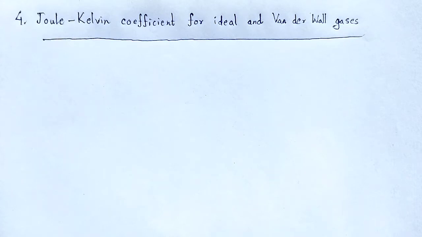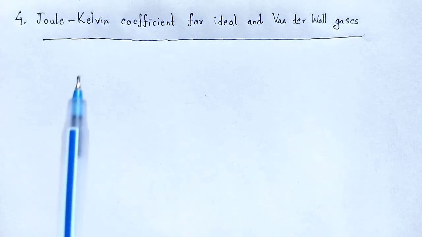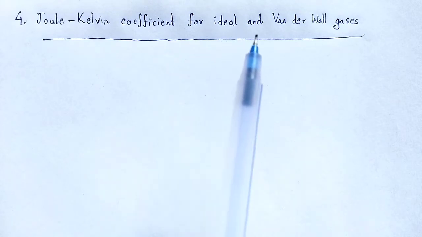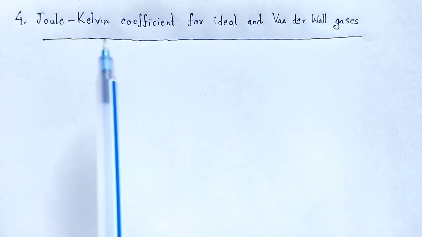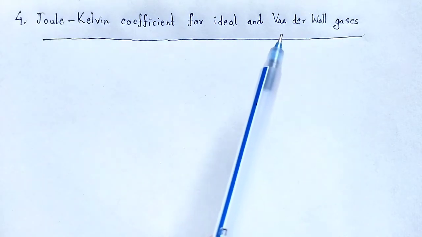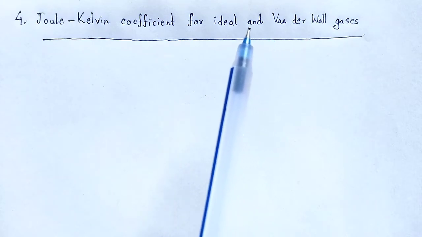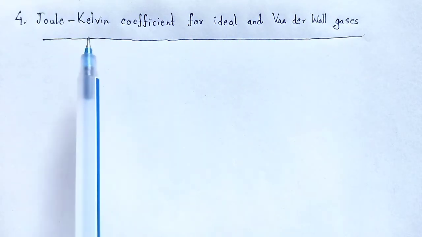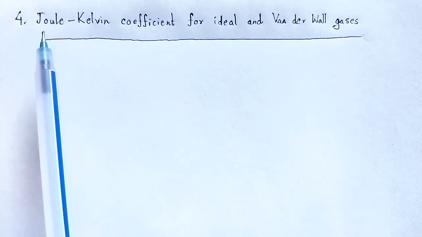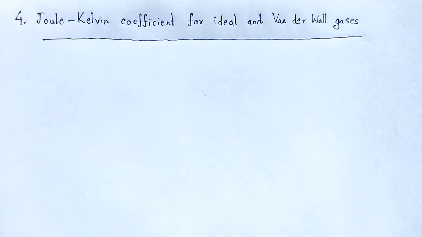In this video, we are going to discuss the Joule Kelvin coefficient for ideal and van der Waals gases. Let's begin. It is another application of Maxwell's thermodynamic relations, meaning we derive the Joule Kelvin coefficient for ideal and van der Waals gases by using Maxwell's thermodynamic relations. Before starting that, we have to discuss what the Joule Kelvin effect is.